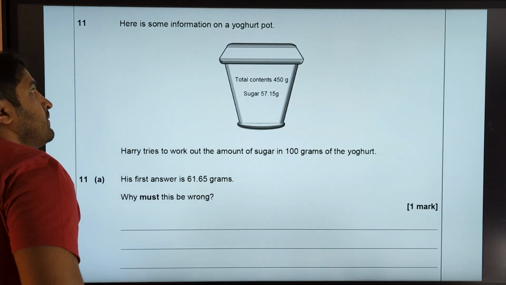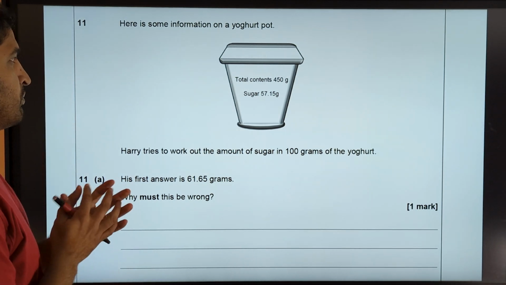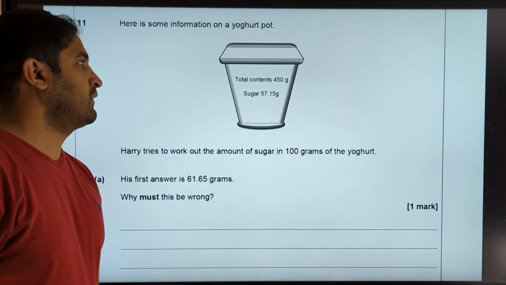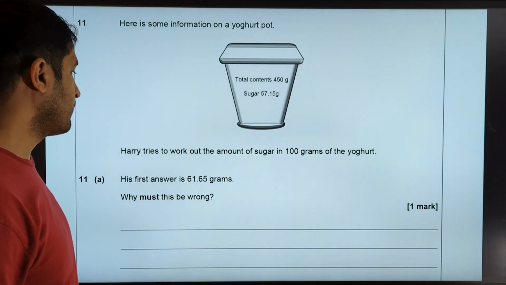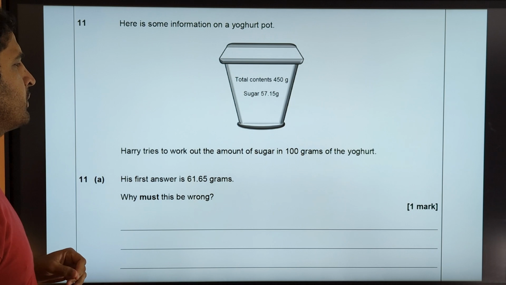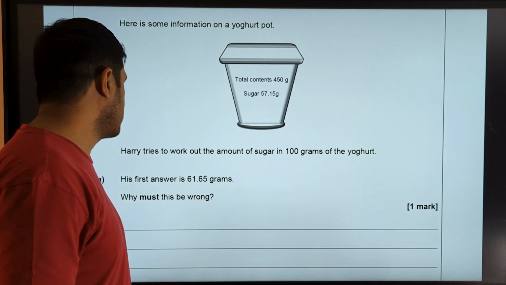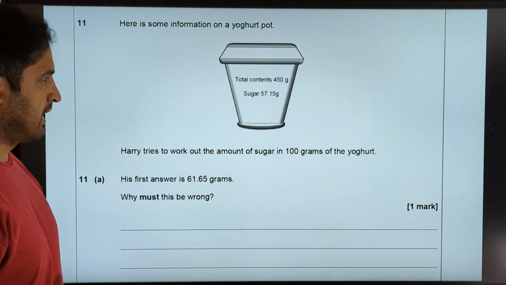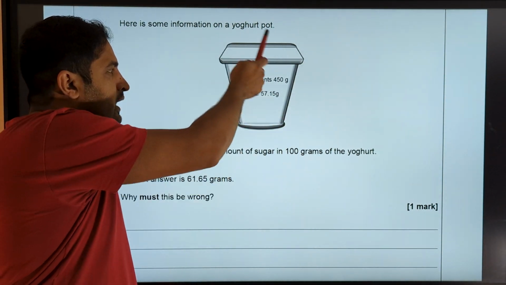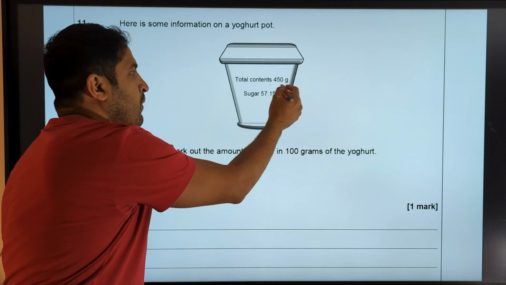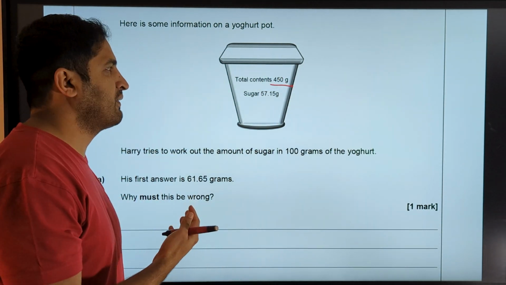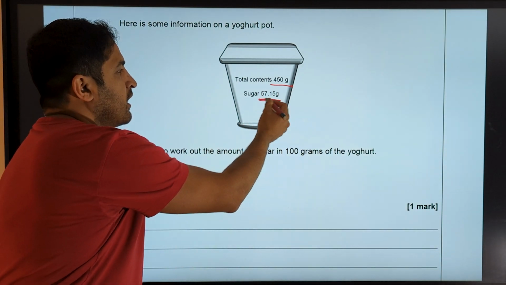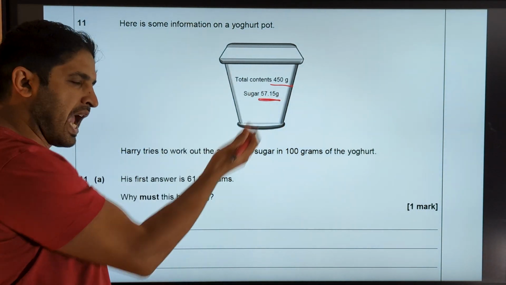Some information on the yogurt pot. So the total content is 450 grams, sugar is 57.15 grams. Harry tries to work out the amount of sugar in 100 grams of the yogurt, and his first answer is 61.65. There has to be something wrong. The whole pot weighs 450 grams, which is 4.5 times more than the 100 grams. How can you have more sugar in 100 grams than in the actual pot?